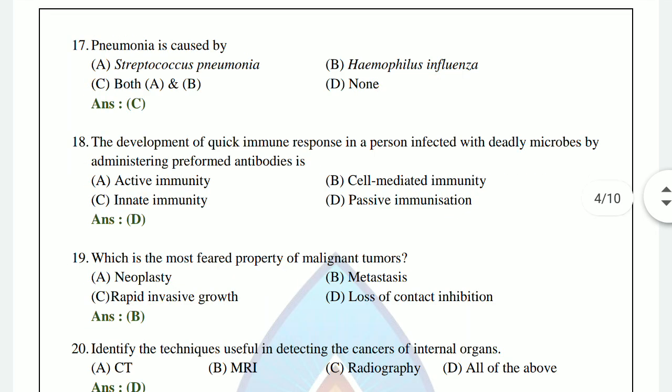17th question, pneumonia is caused by. The correct answer is option C, that is both A and B, Streptococcus pneumoniae and Haemophilus influenzae. The development of quick immune response in a person infected with deadly microbes by administering preformed antibodies is option D, passive immunization. Question 19. Which is the most feared property of malignant tumor? Correct option is option B, that is metastasis.